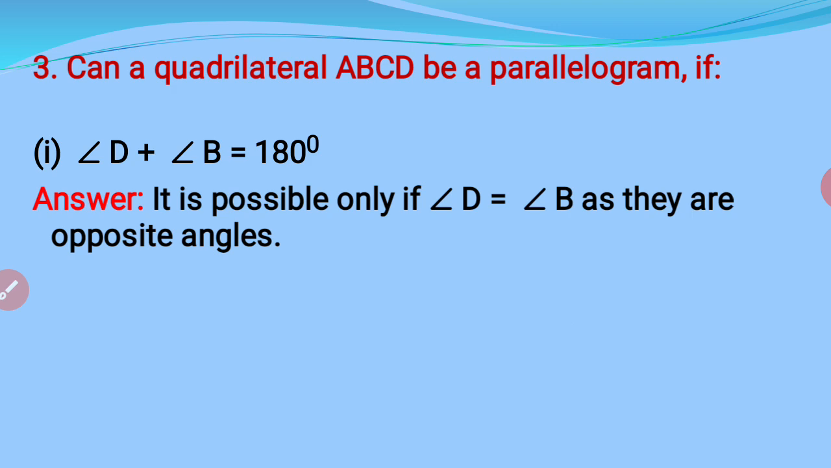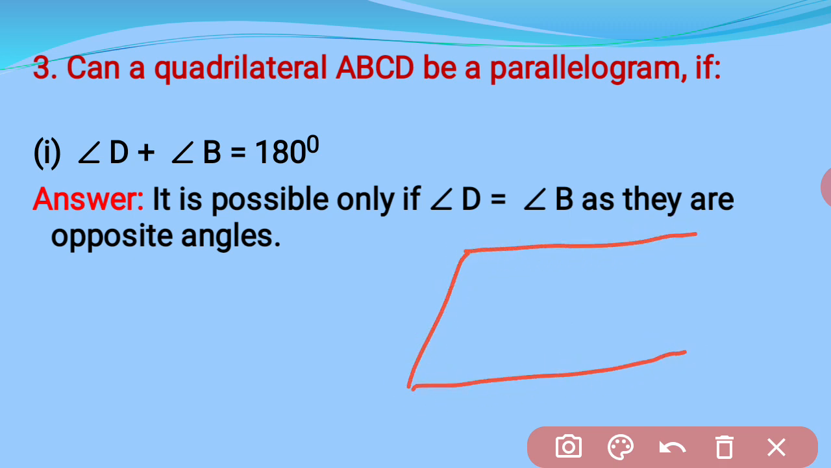Let me explain this with the help of a figure. Now this is a parallelogram. Here we have to name it as ABCD. If I am talking about angle D and angle B, they will be summing up to 180 degrees only if both of them are equal, that is they are 90 each. Otherwise the measure will be different.